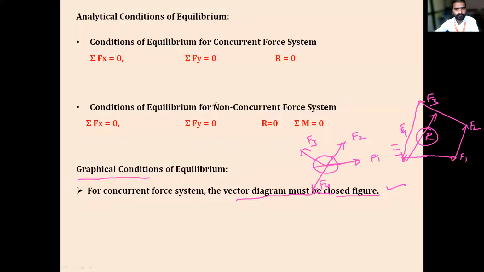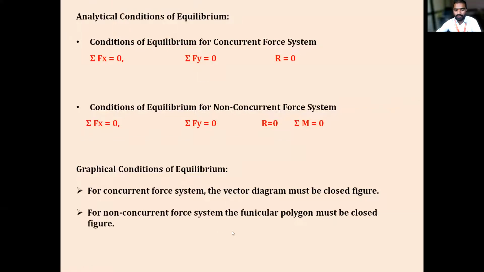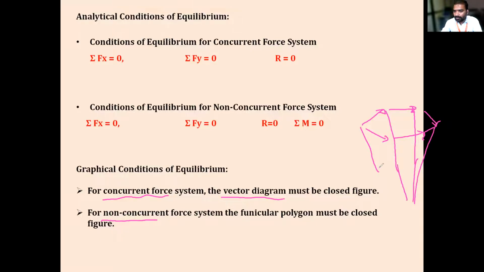Next, another point. For a non-concurrent force system, the funicular polygon must be closed. First, for the concurrent force system, we have seen the vector diagram must be closed. For the non-concurrent force system, there is one force here, another force here, another force here, another here, another here, like this. This entire thing is called the funicular, and it should be a closed one.